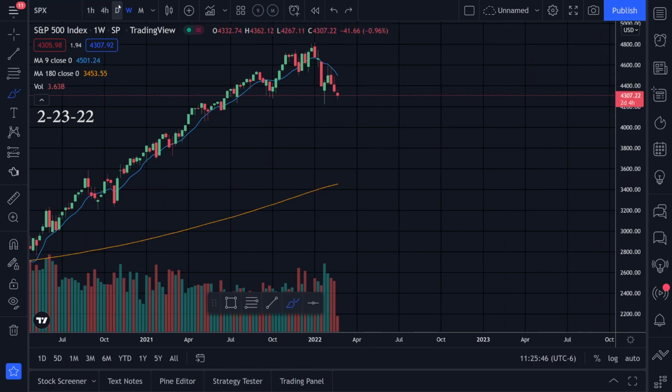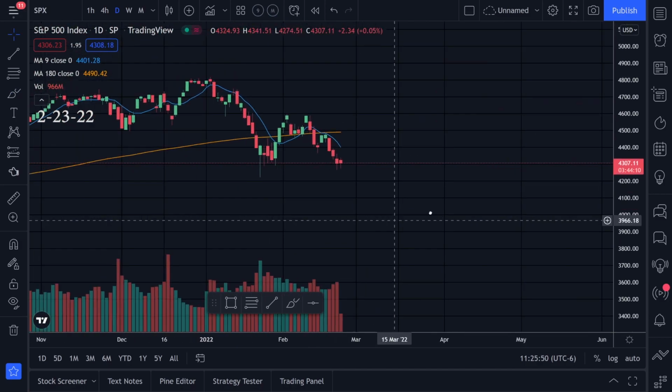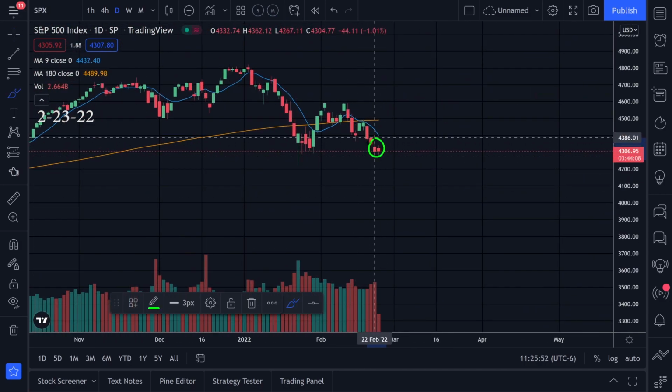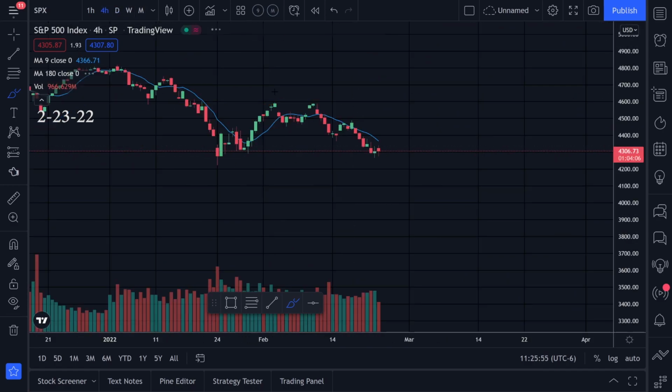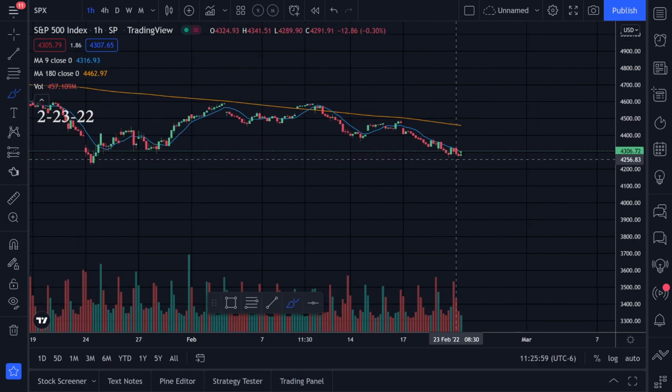If we delete everything though, we did break the weekly 9 moving average right here going to the downside. Let's take a look at the daily 9 moving average. Yeah, we're underneath the daily 9 moving average in general. So I don't really like that per se. 4 hour, underneath the 4 hour. Let's go to the 1 hour. We're testing the 1 hour.